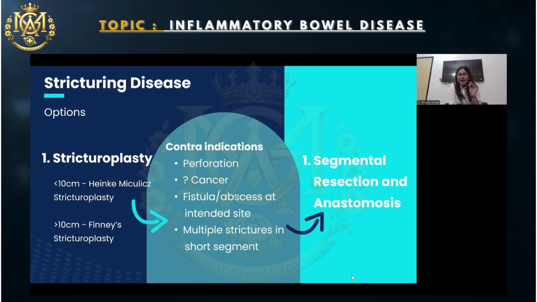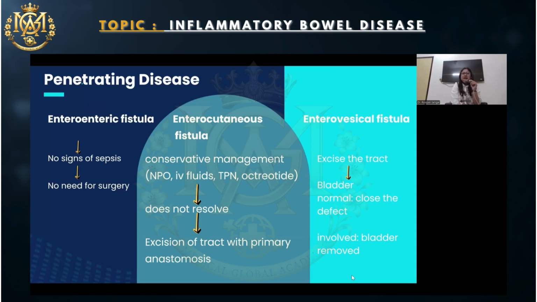Now, in penetrating disease, there was an ulcer which involved the entire bowel wall and came out to involve the adjacent loop to form an enteroenteric fistula, or it involved the skin to form an enterocutaneous fistula, or an adjacent organ like the urinary bladder to form an enterovesical fistula.